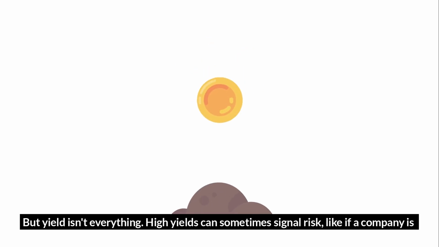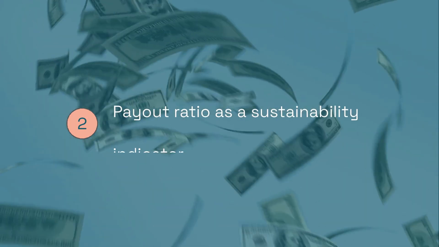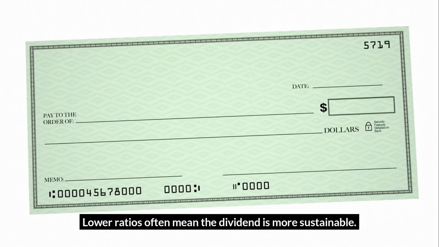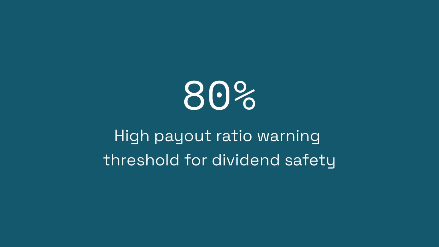But yield isn't everything. High yields can sometimes signal risk, like if a company is struggling and its share price has dropped. That's where the payout ratio comes in. The payout ratio shows what percentage of a company's earnings are being paid out as dividends. Lower ratios often mean the dividend is more sustainable. If the payout ratio is too high, say above 80%, the company might struggle to maintain that dividend if profits fall.